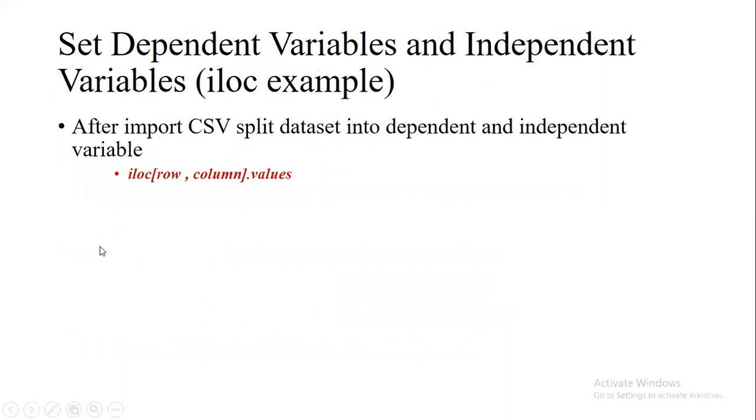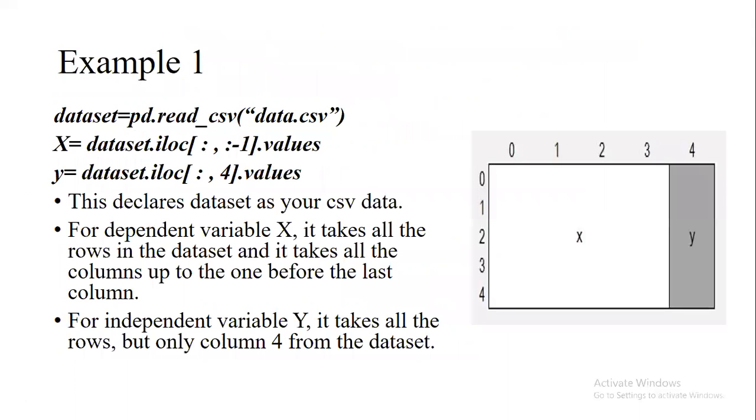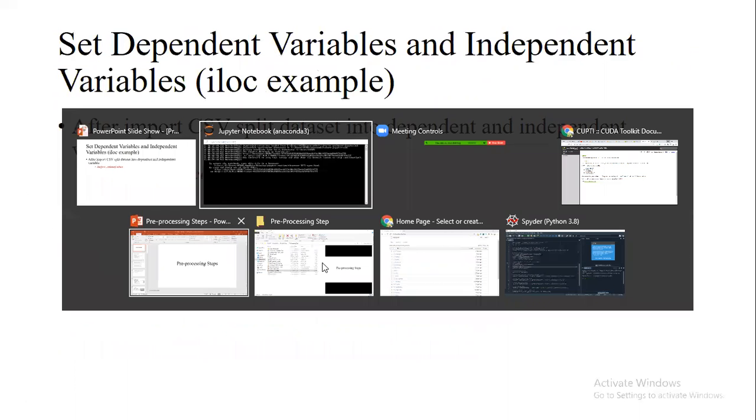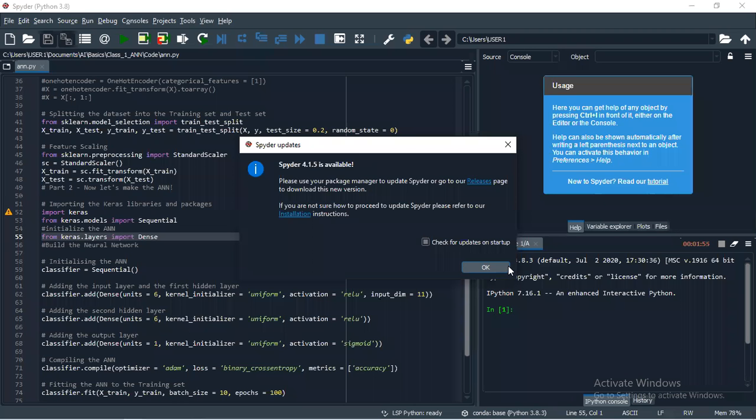Now what we are going to start with is setting independent and dependent variables. Independent means X value, dependent means Y value. So you are just going to make some variables. For these variables, we use index locate, which we already discussed.